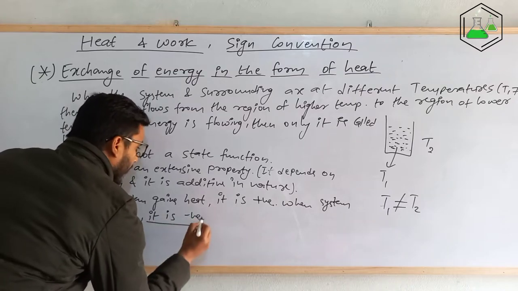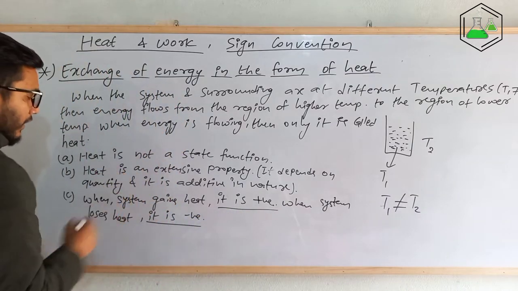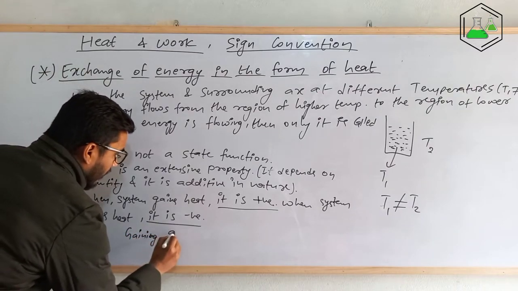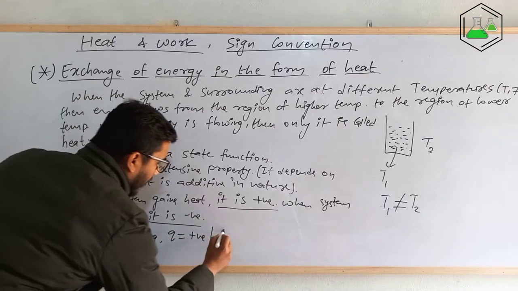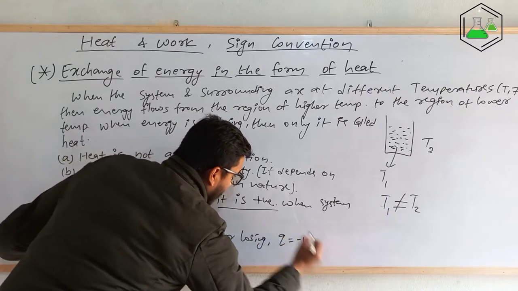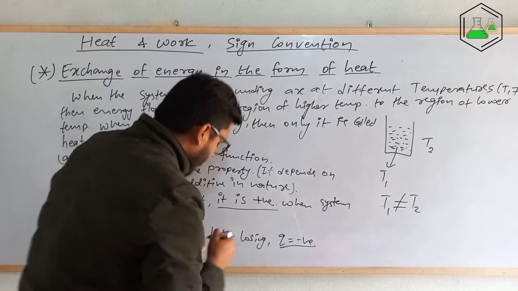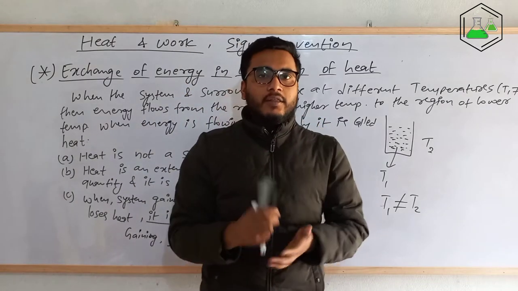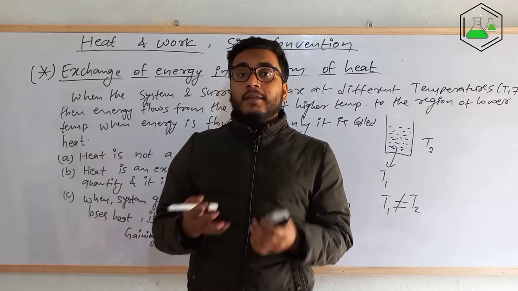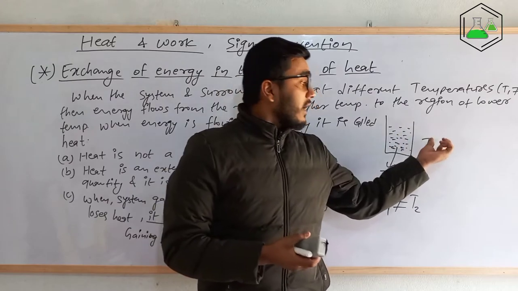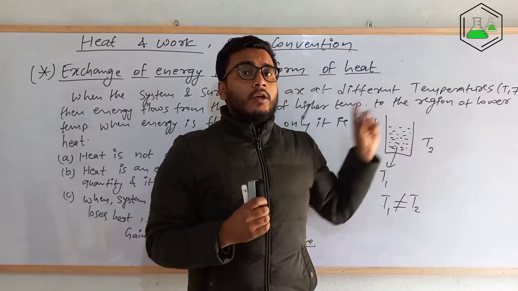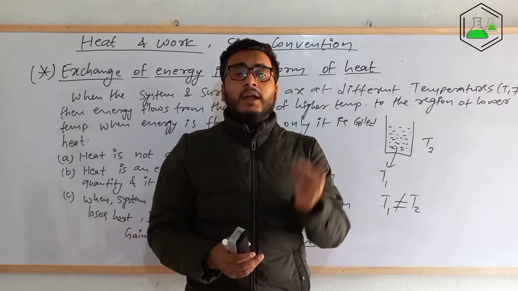So this is the most important part. When system gains heat, Q will be positive. For losing, Q will be negative. I hope you understood this properly. That means when the system is gaining the heat energy, or simply you can say when the system has lower temperature, then the heat energy is positive. When the surrounding is at lower temperature, then heat will flow from the system to surrounding. So during that time, the heat exchange will be negative.